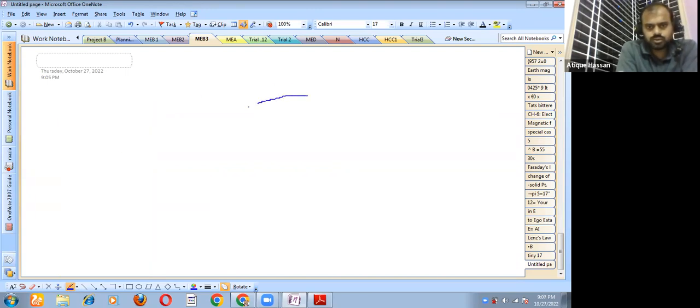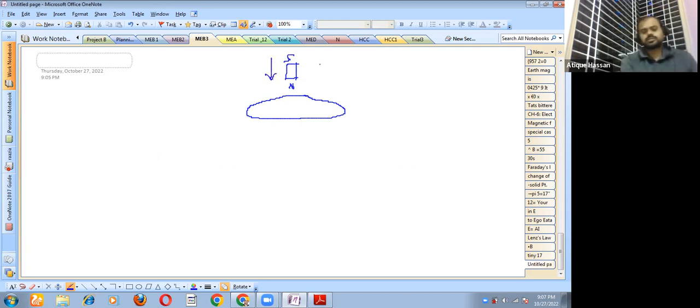Just suppose we have a loop like this. The magnet is forming like this, and the magnet is forming like this.